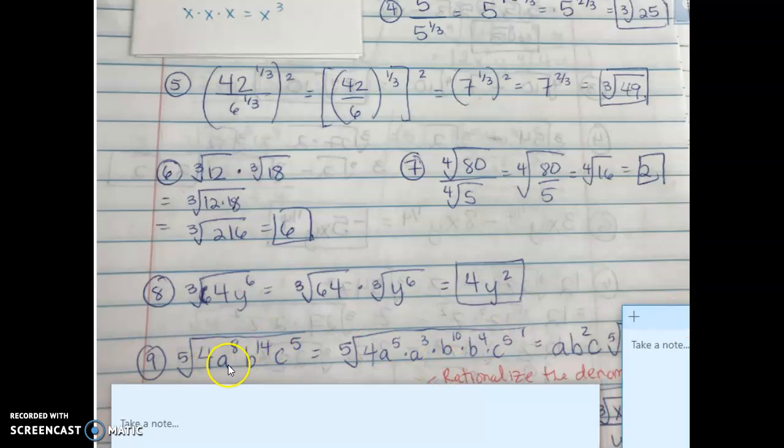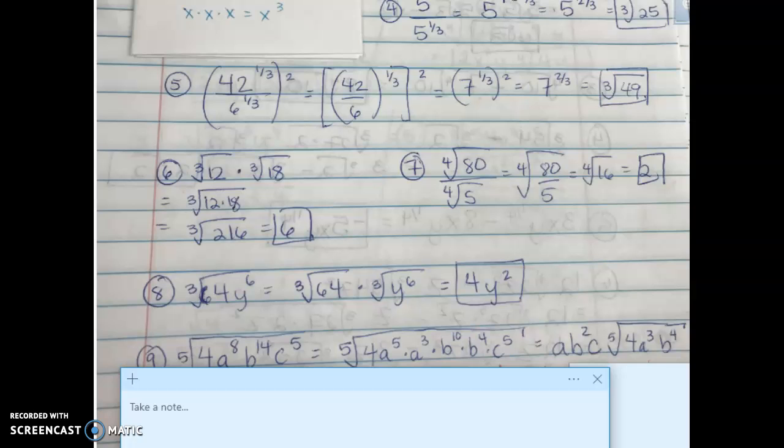For example, the fifth root of a to the fifth here is a, so I took that out. The fifth root of b to the 10th is b squared, so that came to the front. And the fifth root of c to the fifth is c, so I took that out. Everything else needs to remain under the radical because they don't have any perfect fifth roots on them.